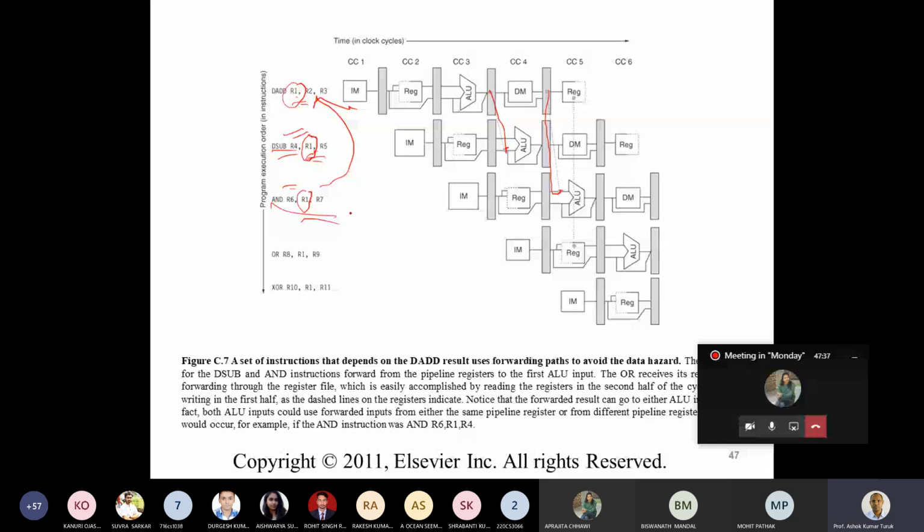A result is forwarded from the pipeline register corresponding to the output of one unit to the input of another, rather than just from the result of the unit to the input of the same unit. What you pass from the output is passed from here to the input of the ALU, and from here again to the input of the ALU, and all this goes through a MUX. The MUX will select either from the register file or from the two pipeline registers.